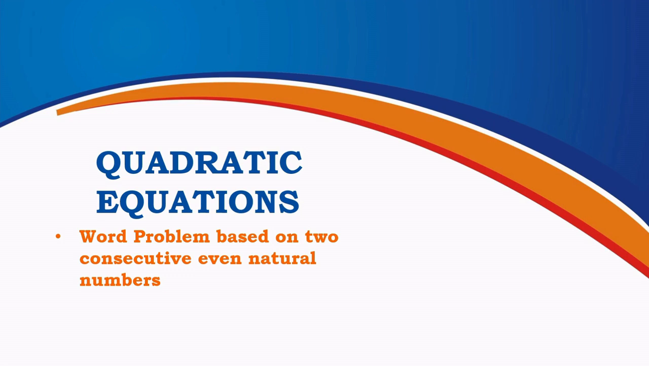As we solve the next example, remember that the two consecutive even numbers will always be represented as x and x plus 2. Once we form the equation using the conditions given in the question, we can solve it using the methods we have already learned, such as factorization or the quadratic formula. So let us now read the question carefully and solve the problem step by step. By the end of this example, you will be able to confidently solve word problems involving consecutive even natural numbers using quadratic equations.